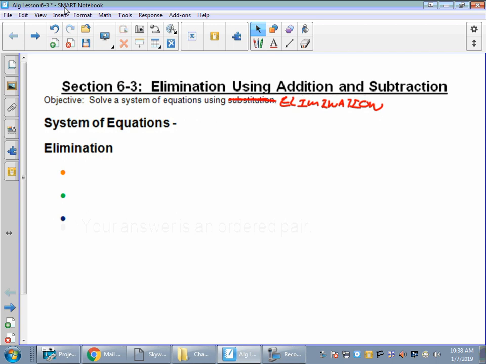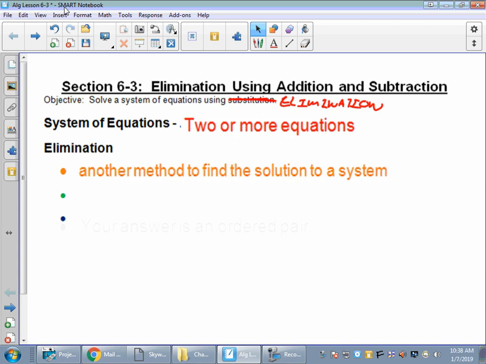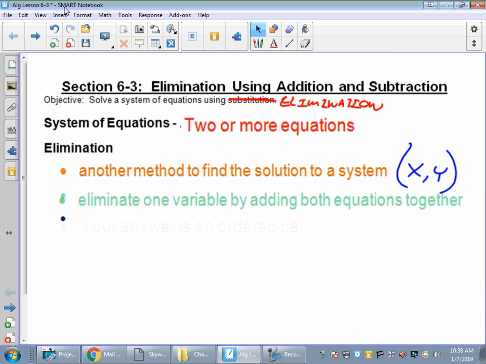multiplication. So again, just to review, a system of equations is two or more equations. And all elimination is, again, is another strategy to find the solution to a system. And we know the solution to a system is a point, x, comma, y. It's just another method to do that, another strategy. Just like substitution, just like graphing.